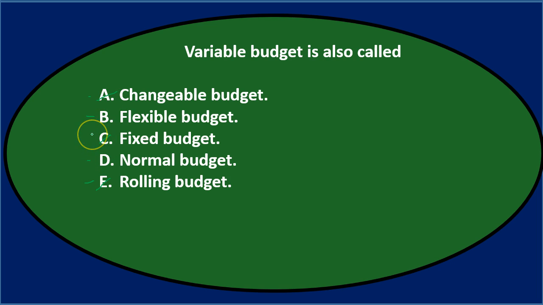A normal budget or flexible budget, of those two, the one that shows change is the flexible budget. And that should sound familiar. The flexible budget is the one we're concentrating on here. Last answer or final answer. Variable budget is also called B, the flexible budget.